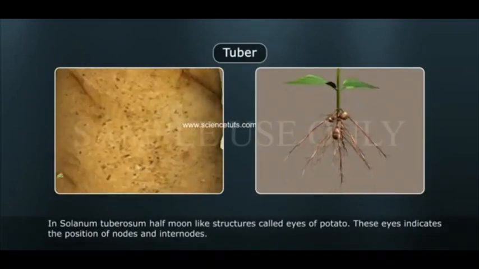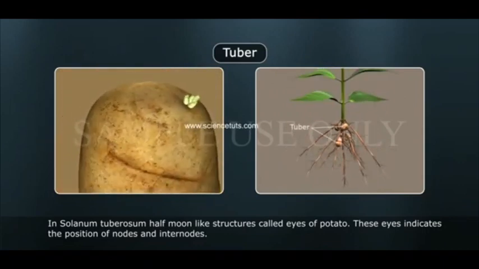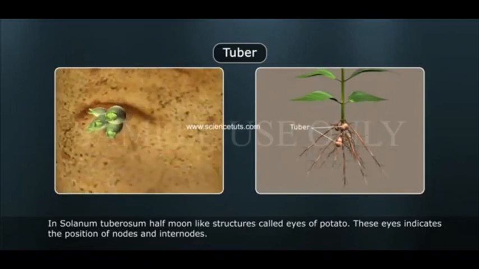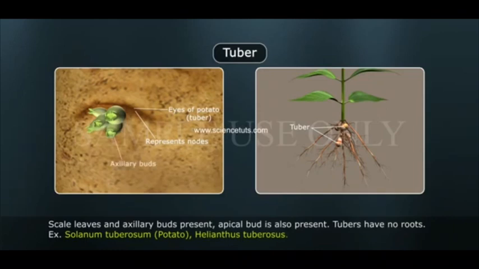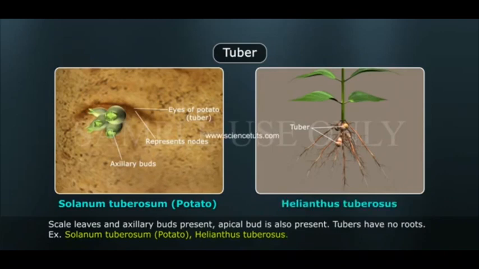Tuber. In Solanum tuberosum, half-moon-like structures are called eyes of potato. These eyes indicate the position of nodes and internodes. Scale leaves and axillary buds are present. Apical bud is also present. Tubers have no roots. Example: Solanum tuberosum, potato, Helianthus tuberosus.